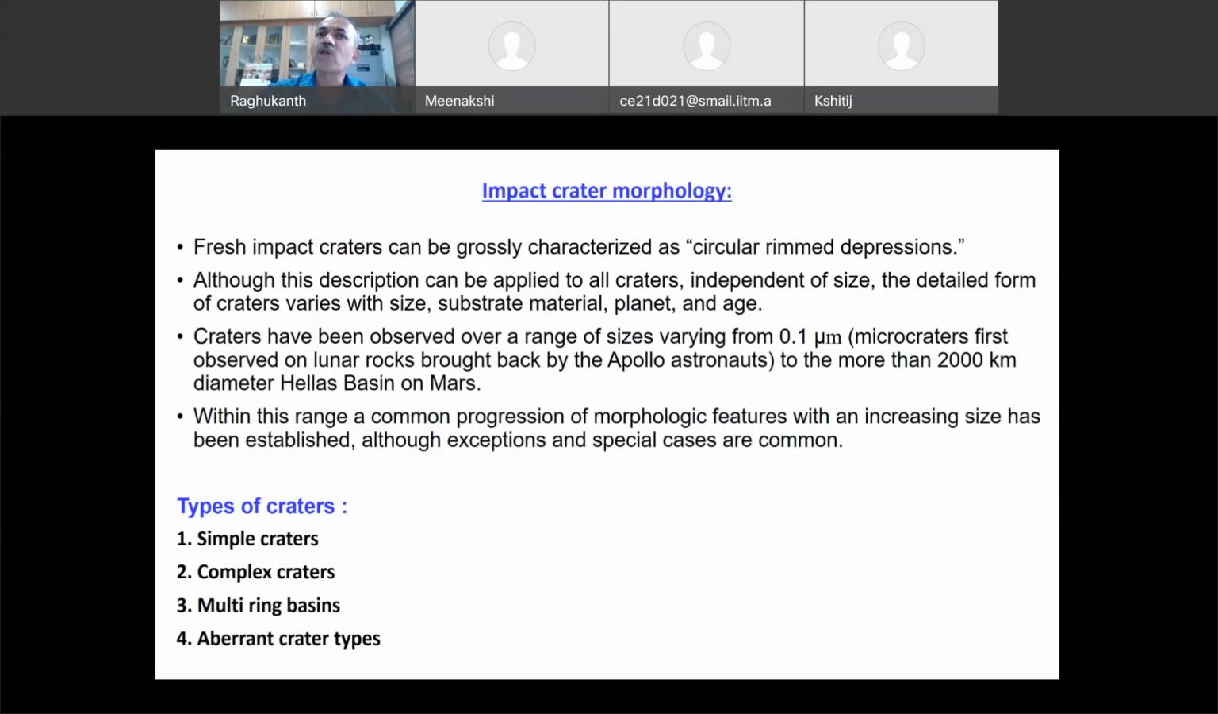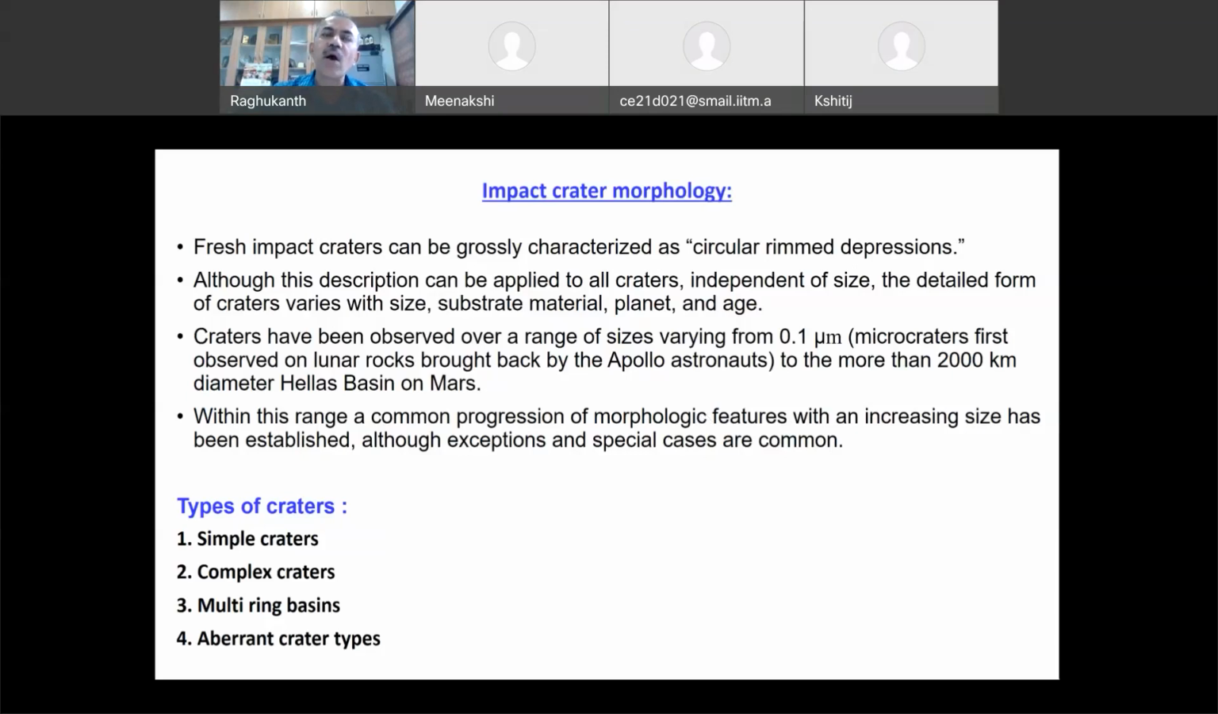A lot of craters have been observed on the Moon itself, and the rocks brought from the Moon also have small craters, basically micro craters. There is a 0.1 micron one, and of course a 2,000 kilometer diameter basin, the Hellas Basin on Mars, and then I will show you some more figures. I think 4,000 kilometer huge crater basins have been formed on other planets. So the morphological features with increasing size have been established, of course with exceptions and other things.